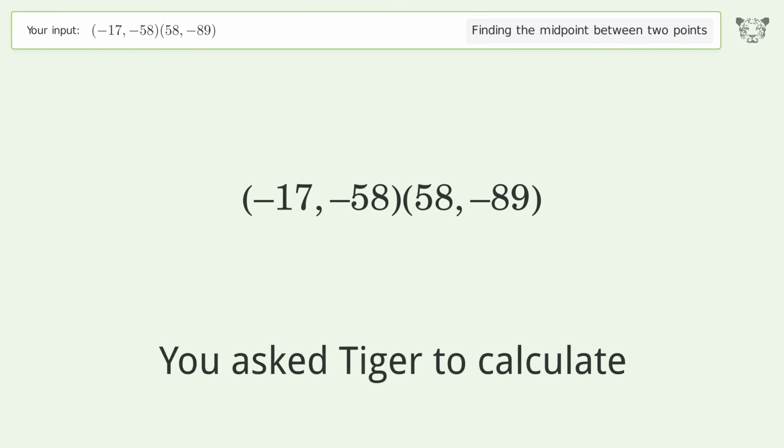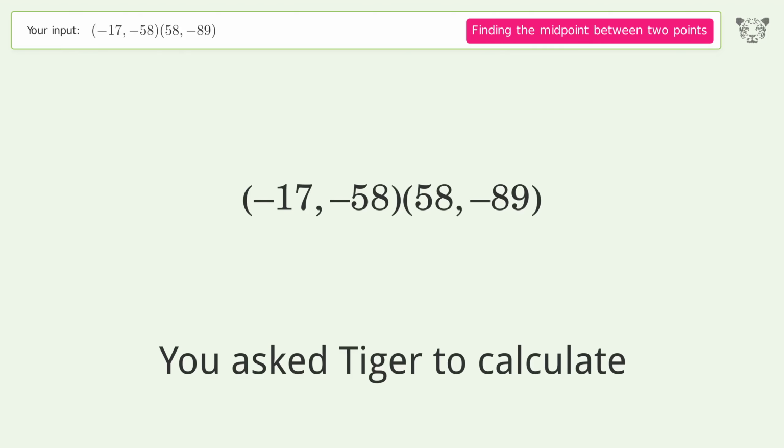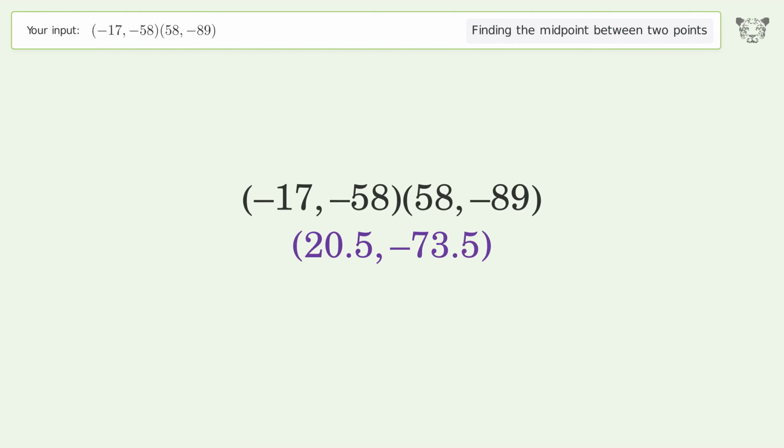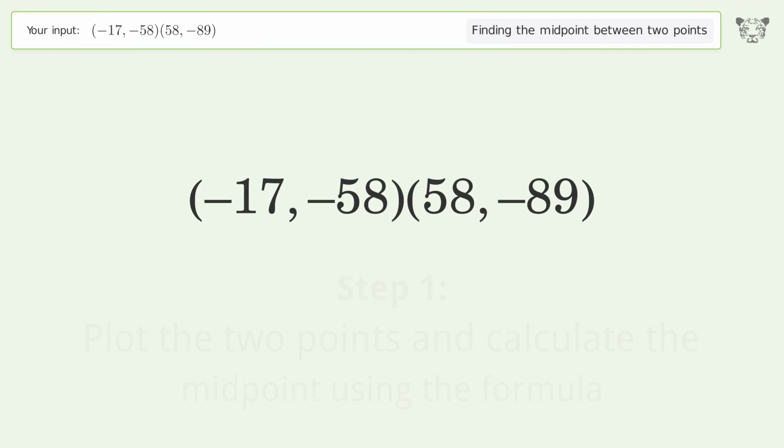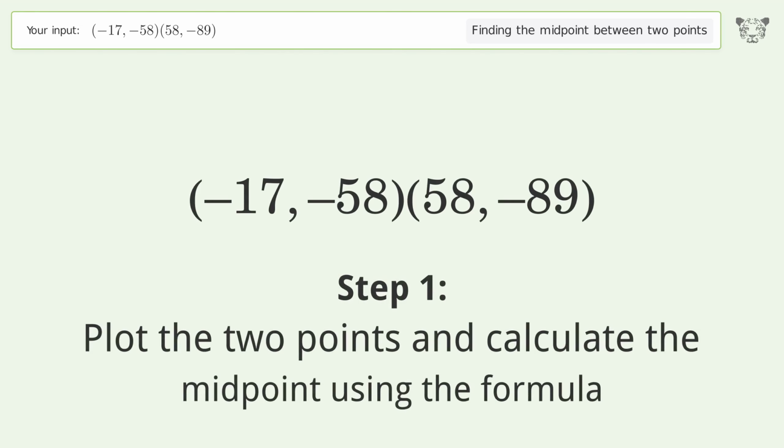You ask Tiger to calculate. This deals with finding the midpoint between 2 points. The midpoint between the 2 points is 20.5, negative 73.5. Let's solve it step by step. Plot the 2 points and calculate the midpoint using the formula.